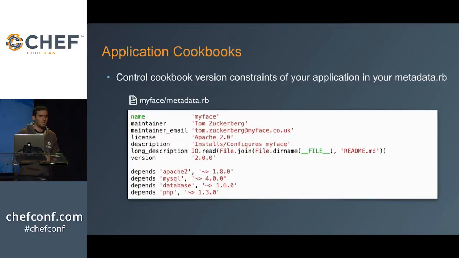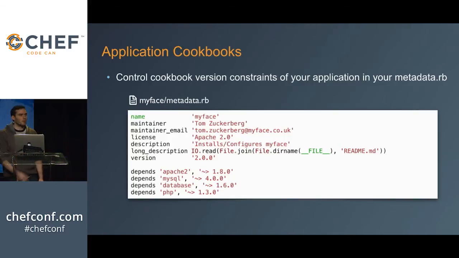Another great thing about application cookbooks is that you can control the cookbook version constraints of your application from within your metadata.rb. And this allows you to treat your entire application stack as a kind of bundle that you can take all of it and move the entire thing through QA. So you know that when you take application MyFace version 2.0.0, it's going to be hard-coded with those cookbook dependencies.